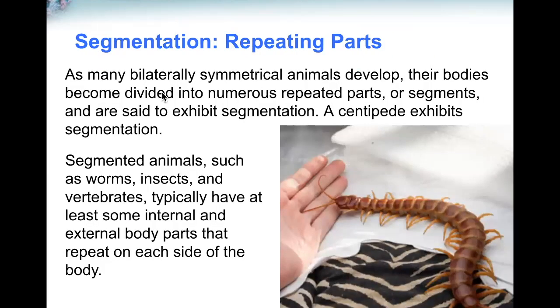As many bilaterally symmetric animals develop, their bodies become divided into numerous repeated parts or segments and are said to exhibit segmentation. A centipede exhibits segmentation. Segmented animals such as worms, insects, and vertebrates typically have at least some internal and external body parts that repeat on each side of the body.